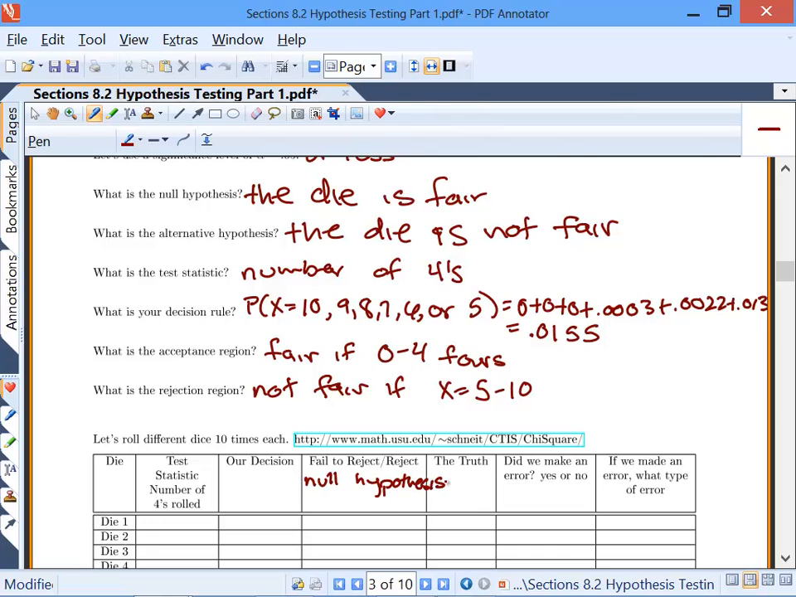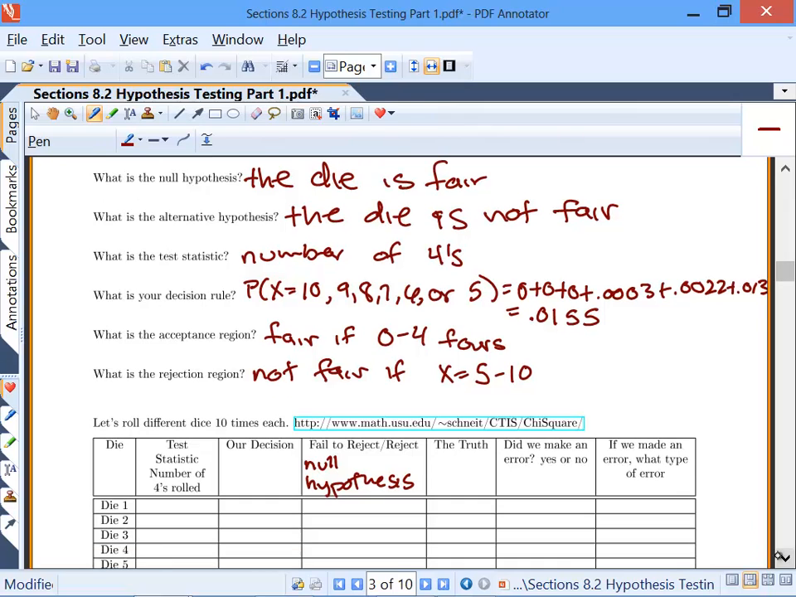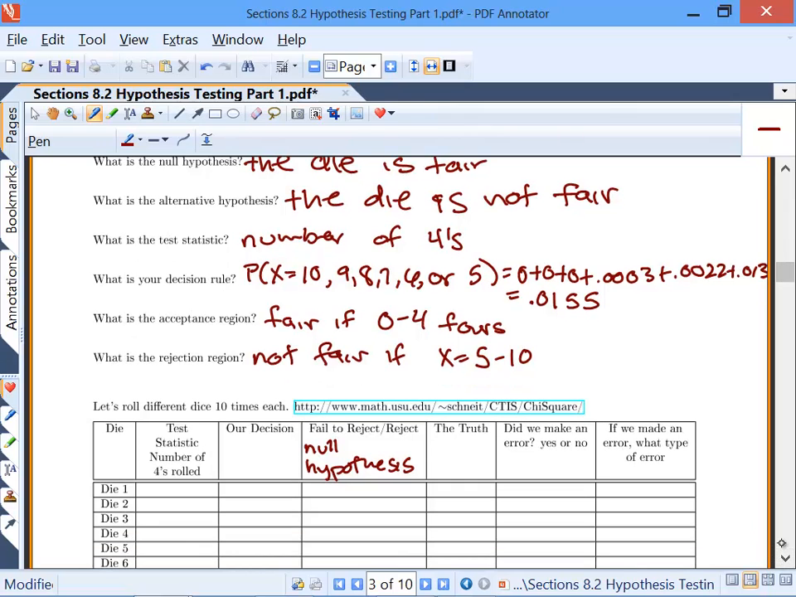So what do you think that means? When would I reject a null hypothesis? Remember, our null hypothesis is the coin is fair. So if I reject the null hypothesis, that means that I decide the coin is not fair. And fail to reject means that I don't reject it, so I still believe the coin is fair. We'll look at the truth, if we made an error, and if we made an error, what type of error. And if we're lucky, we'll make both types of errors so that we can compare them.